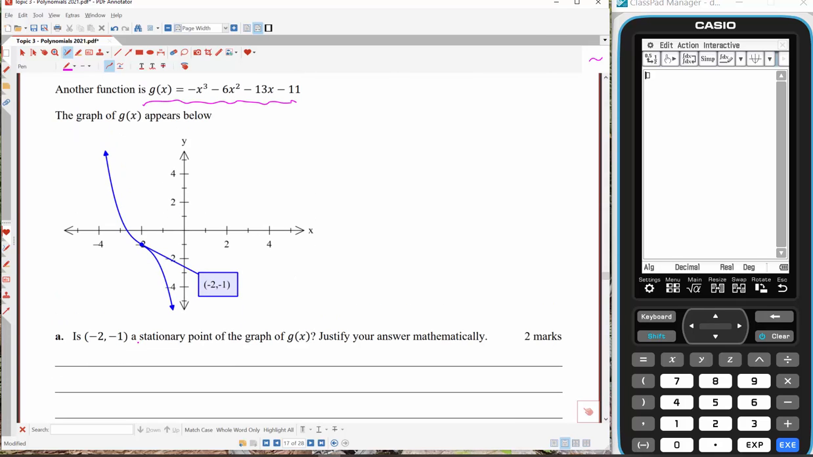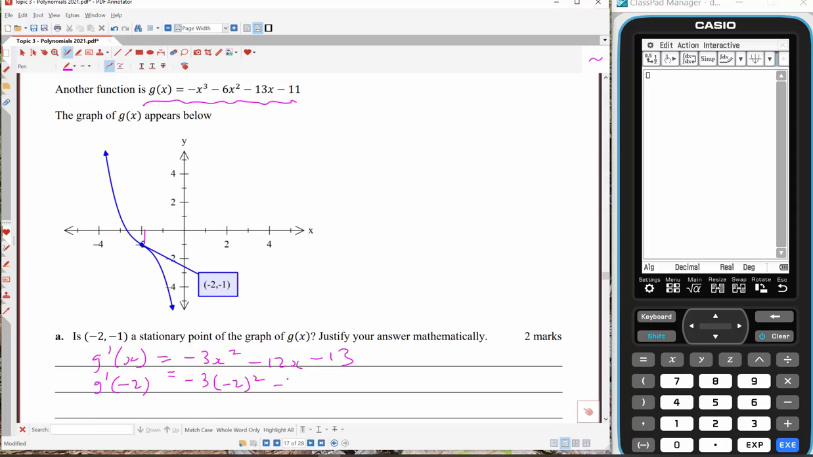So the question I wrote said, is (-2, -1) a stationary point of the graph g of x? Justify your answer mathematically. So what we did in class was we found g dash x, the gradient function, which was -3x squared, take 12x, take 13. And then we slammed in g dash of -2. So we put -2 into the gradient function. We're basically saying, hey, gradient function, can you tell me what your gradient is at x equals -2? So let's try it out.